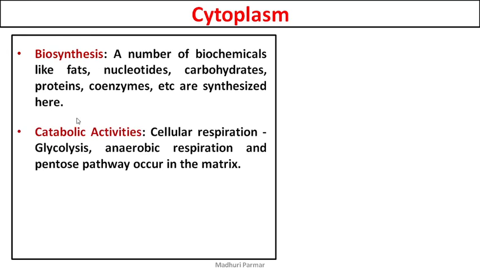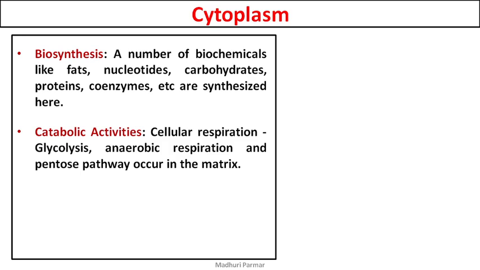Then you have different catabolic activities. This was anabolism, synthesis. Then you have catabolism. Catabolism is to break something, break a larger molecule to get smaller molecules plus energy. So cellular respiration, like glycolysis, of course, when we say cytoplasm here, I'm talking about cytoplasm matrix. Otherwise, in cytoplasm, you have to include all the organelles also. But organelles we will be studying separately. So right now, whatever I'm talking about is the cytoplasmic matrix.